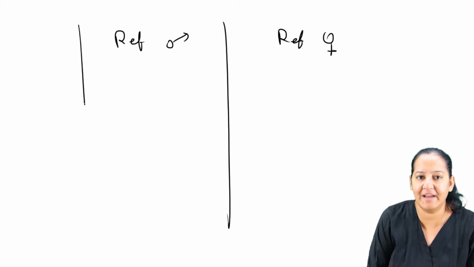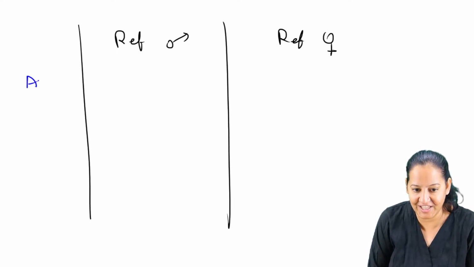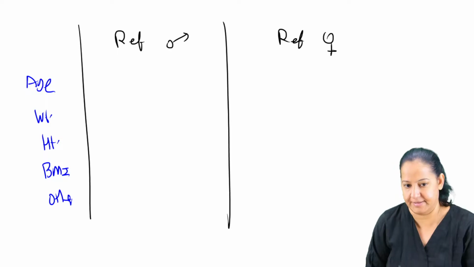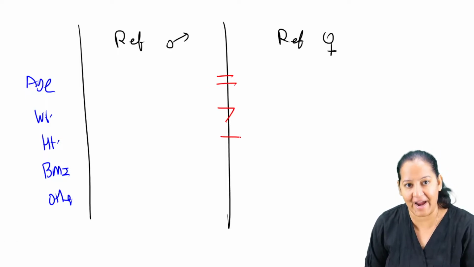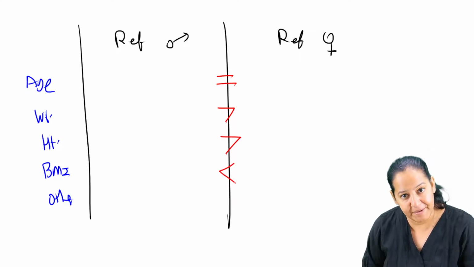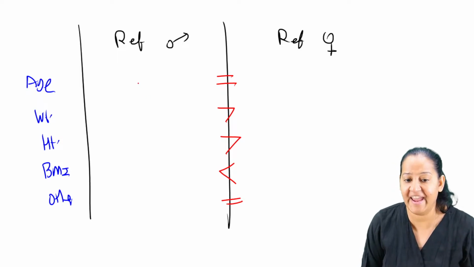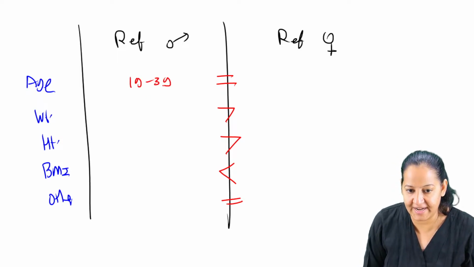Can you tell me the criteria? Tell me the criteria for age, weight, height, BMI, and others. So start with the age. Age is same in both of them. Weight is more in male, height is more in male, BMI is more in female, and others is same in both. So start. Age 19 to 39 years.